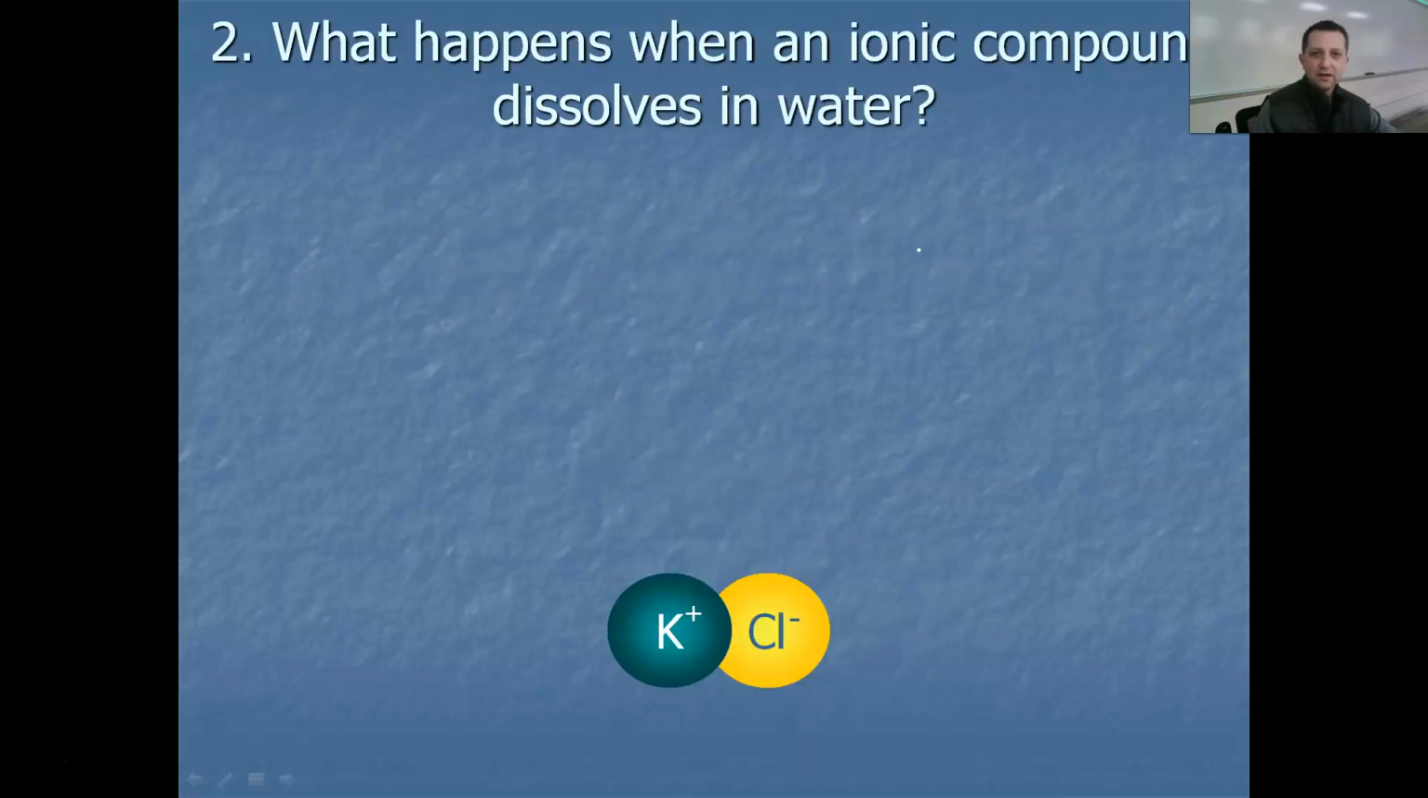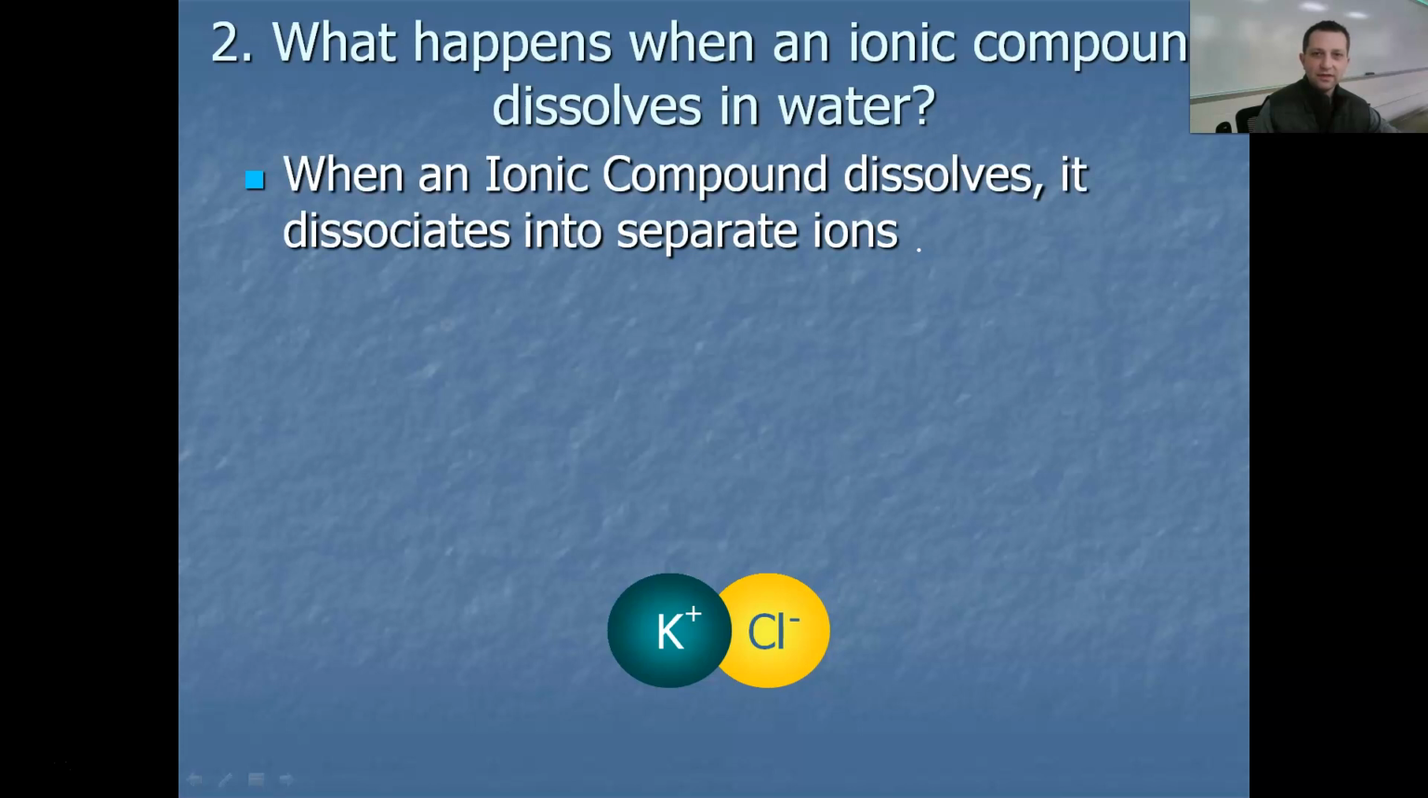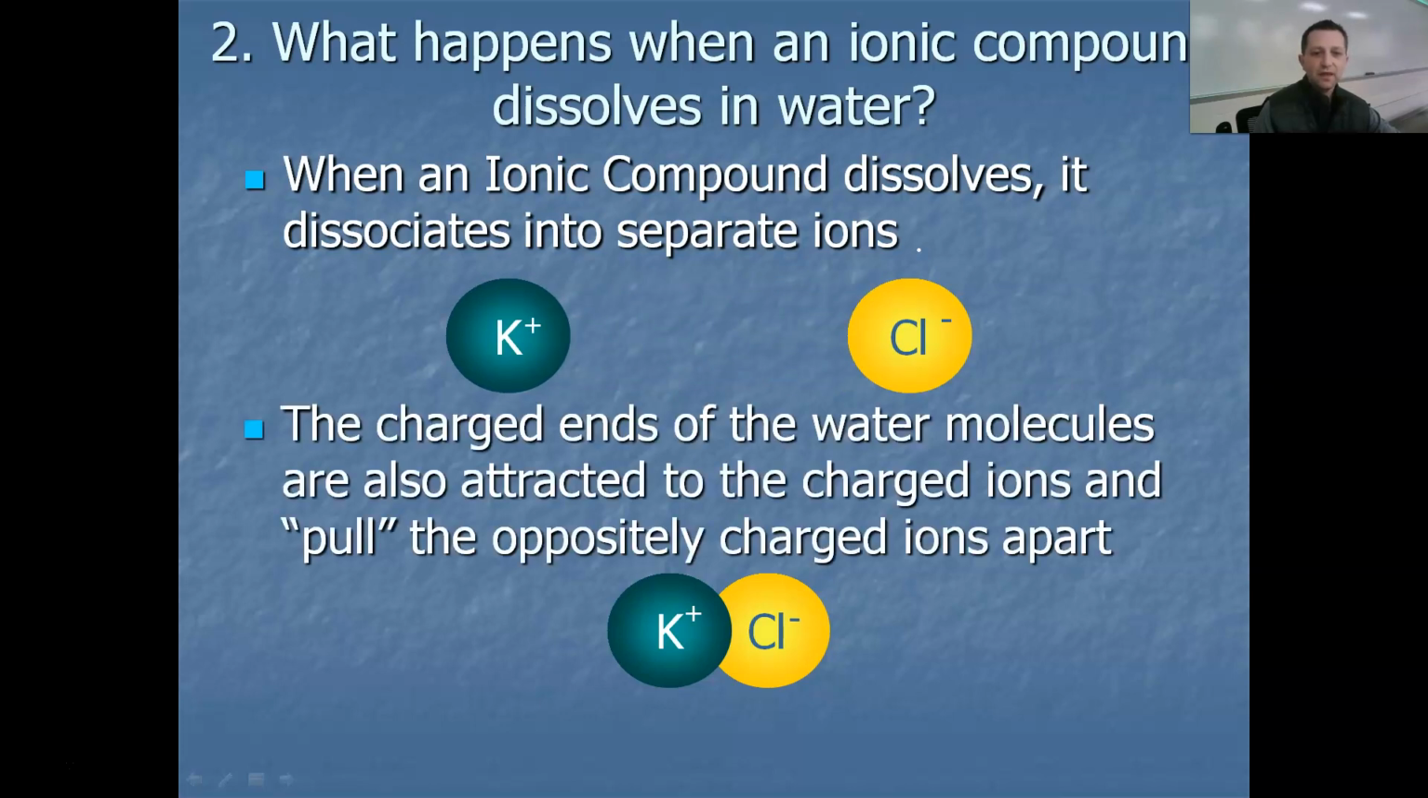However, when you mix an ionic compound in water, we have water molecules in play now, and that does something to that ionic compound. So when, again, ionic compounds are in water and they dissolve, it dissociates into separate ions because of the water molecules taking an important role in that process. So there it is, dissociating again. Let's see why that happens. The charged ends of the water molecules are also attracted to the charged ions, and it pulls them apart.